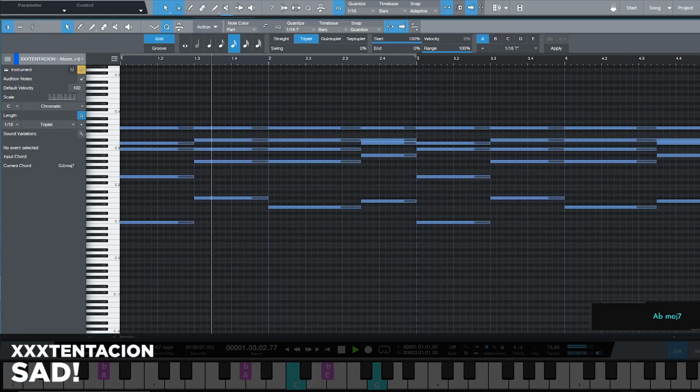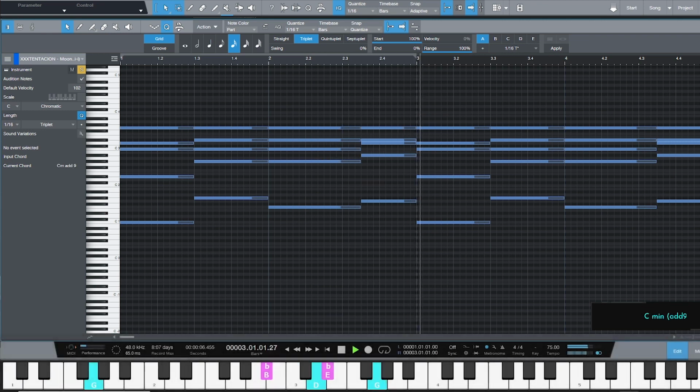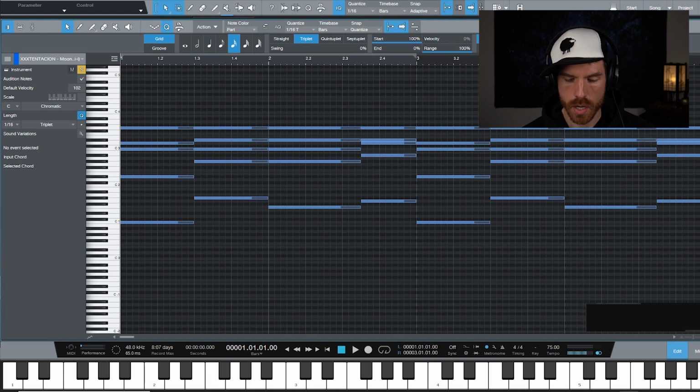This last track is called Sad. The sad chords: C minor add 9, A flat major 7, F minor 9, to E flat major 7. First inversion, so its third is in the bass here. And then we're going back home again up to C.